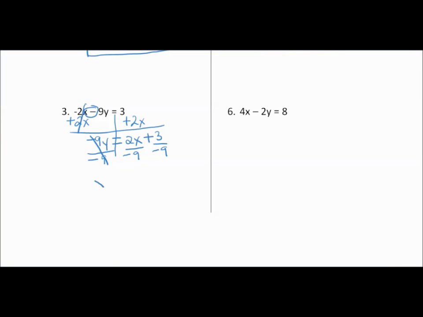My -9's cancel out. And I have here 2 divided by -9. So a negative divided by a positive we know is a negative. So that's going to be a -2 over 9x. And then I'll have 3 divided by a -9. Once again, we know that a negative divided by a positive is a negative. So this becomes minus 1/3. And that's my final answer.